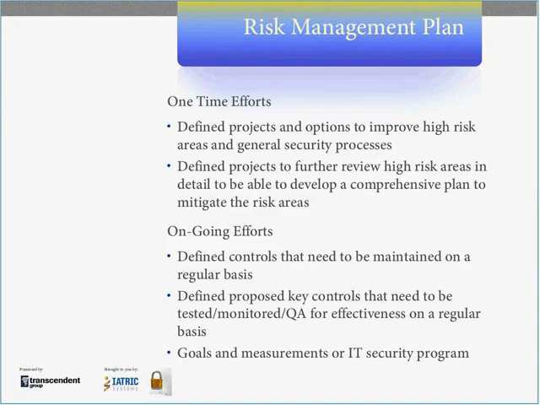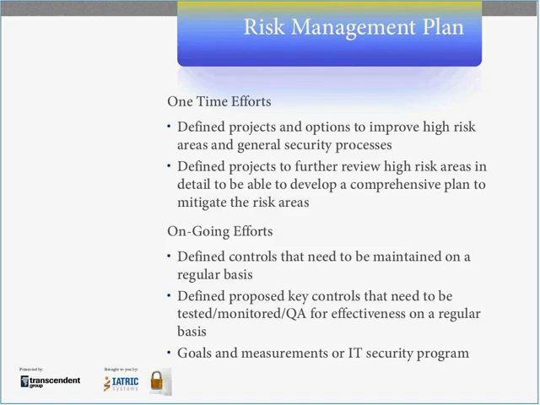Based on this, we can define our risk management plan, and it consists of 2 areas: one-time efforts and ongoing efforts. The one-time efforts are projects to improve and address identified risk gaps, and they may also include areas where we need to perform a more comprehensive assessment or other work to develop a comprehensive risk mitigation plan.